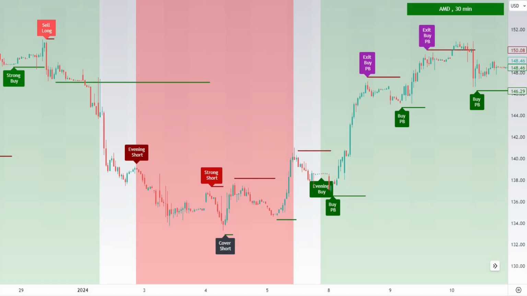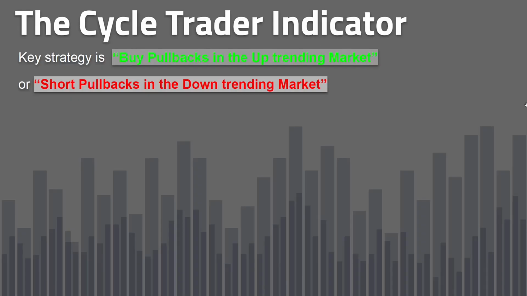And the whole idea is that you really need to learn to trade with the trend. So when you have a green background, you only take long trades, and when you have the red background, you only take the short trades. And you can see that the indicator is capable of detecting swift changes from bull trend to bear trend and back to bull trend. So the whole idea behind that indicator is the strategy of trading with the trend. So you buy pullbacks in an uptrending market and you short pullbacks in the downtrending market.